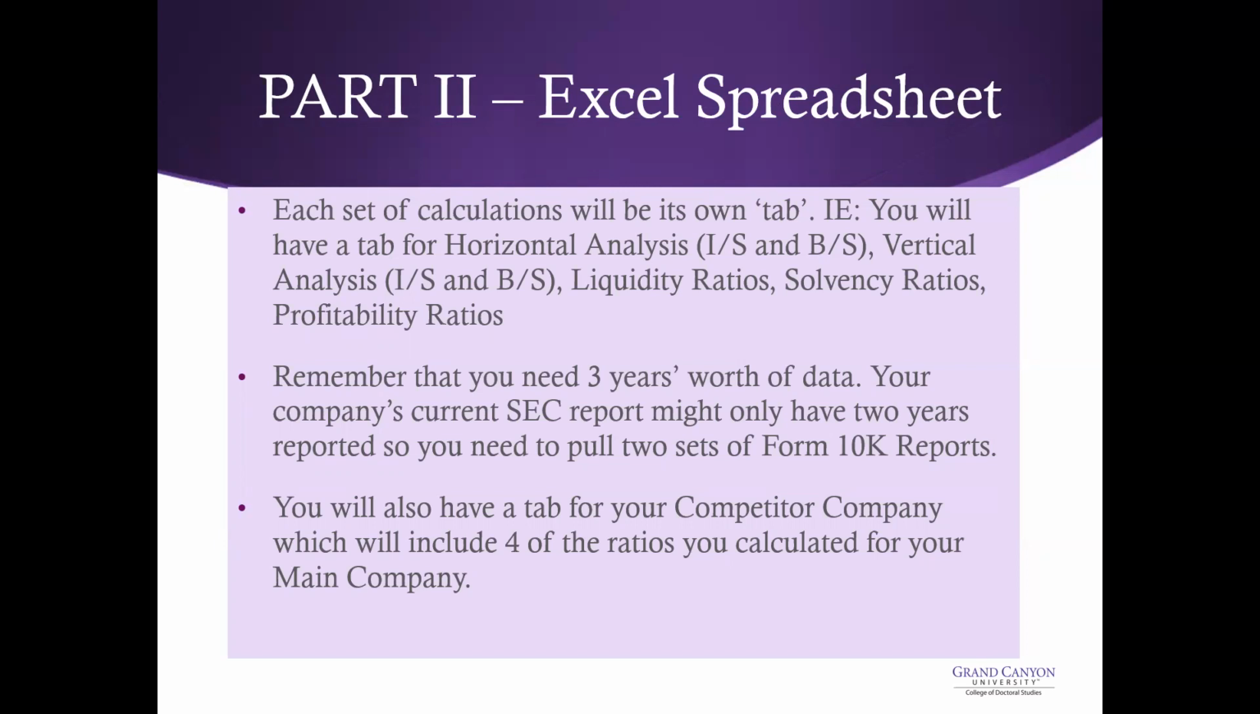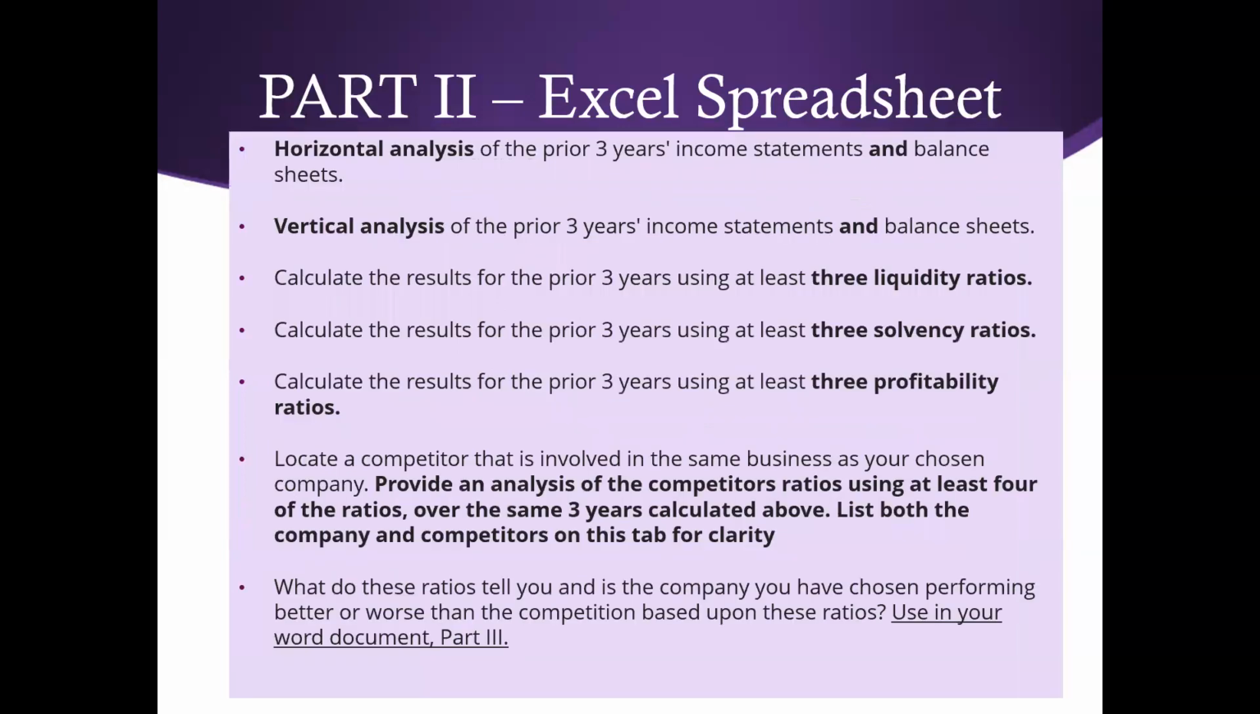Now, you're also going to set up a tab for your competitor company, which will include 4 of the ratios you calculated for your main company. Here's the specific data that we need. 3 years worth of horizontal analysis and vertical analysis, both the income statement and the balance sheet. And 3 years results for at least 3 liquidity ratios, 3 solvency ratios, and 3 profitability ratios.